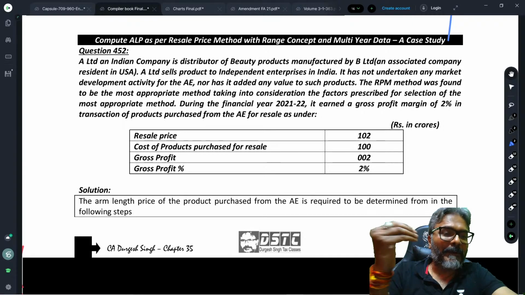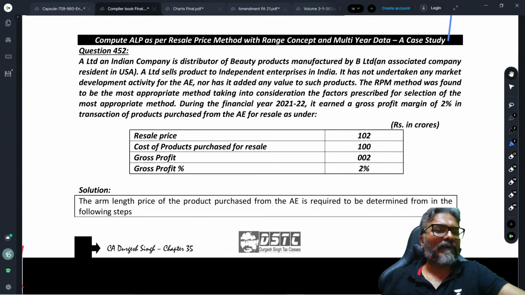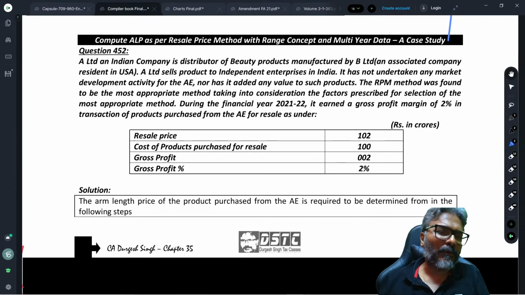Now, how do we operate that? How does this particular thing work? We will see through this question. One question I will do in the class, one question will be for your homework. Okay.